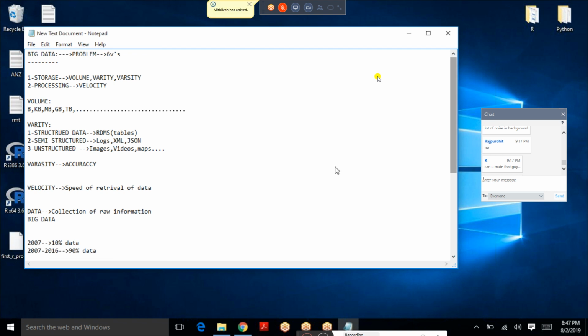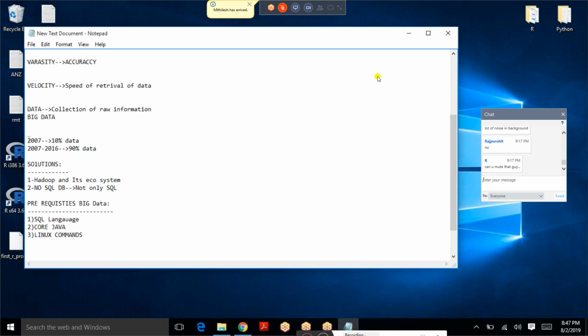And next thing, generally until 2007, from previous years, from BC to 2007, we have generated almost 10% of the data which is present right now. Suppose the whole data presently is 100%. From BC to 2007 we generated 10% of data, but from 2007 to 2016 alone we generated 90% of data, because of IoT and all this stuff.